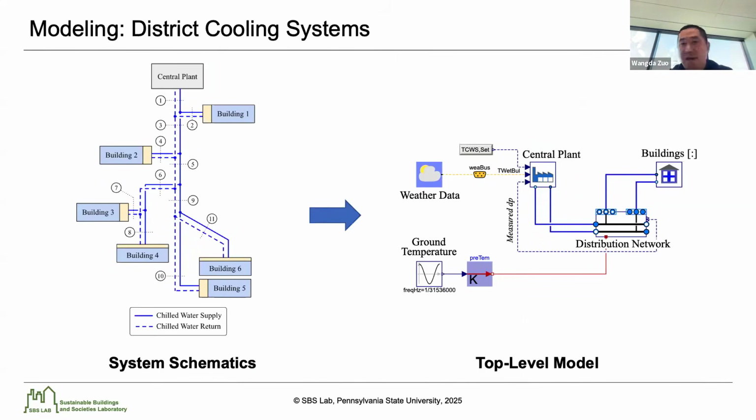As we learned in this class, Modelica supports hierarchical modeling. We build the model in different layers so that we don't have to expose all the complexity at one layer. This is a good example of how you can use hierarchical modeling. What you see on the right is the top level model, which includes the chiller plant, distribution network, and the buildings. Of course, we also have the weather data. We also describe the ground temperature to study the heat loss through the piping network.